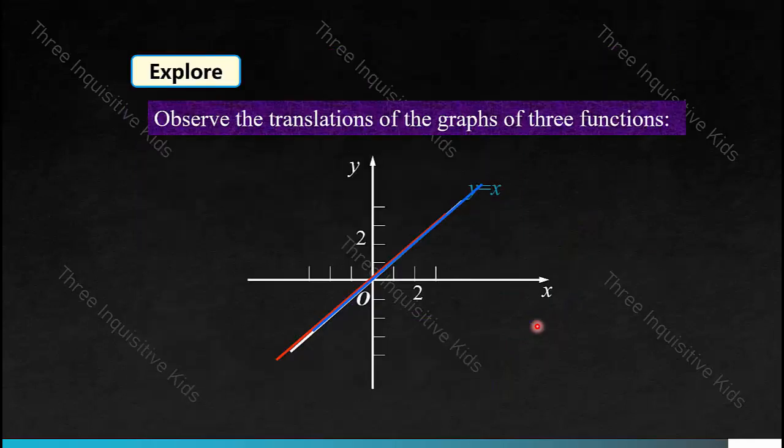Now observe the translations of the graphs of three functions. First, we translate up. We translate this orange one up. This is y is equal to x plus 2. And then we translate this blue one down. And this point is its y-intercept, giving us y is equal to x minus 2.